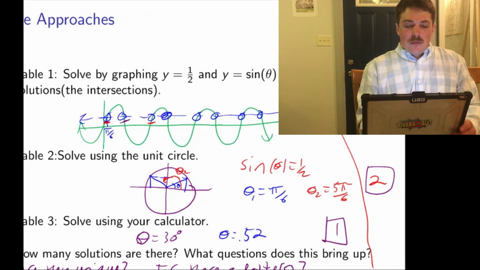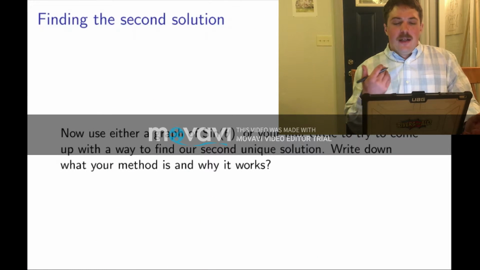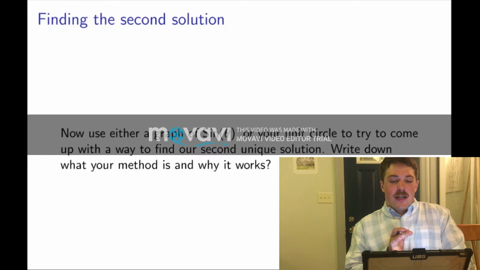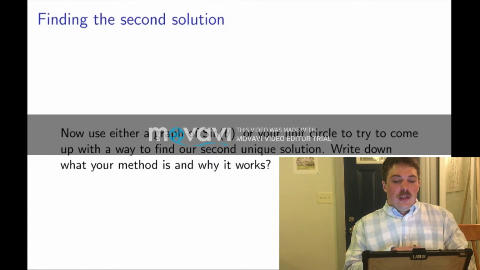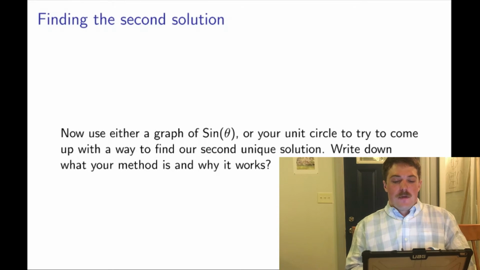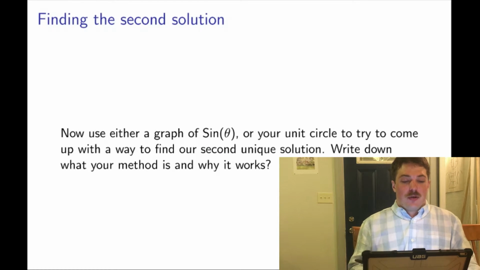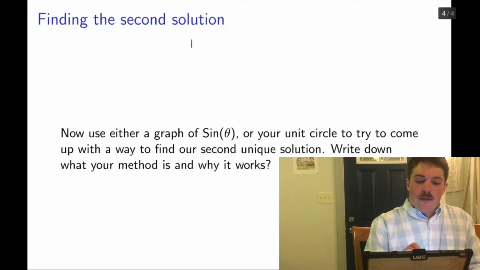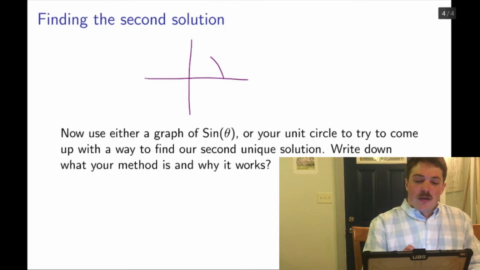Cool. So let's go here. Now, either using that graph of sine of theta or your unit circle, I want each table to try to come up with their own way to find this second, slightly different solution. So we could see there, once again with that unit circle, that we have these two solutions.